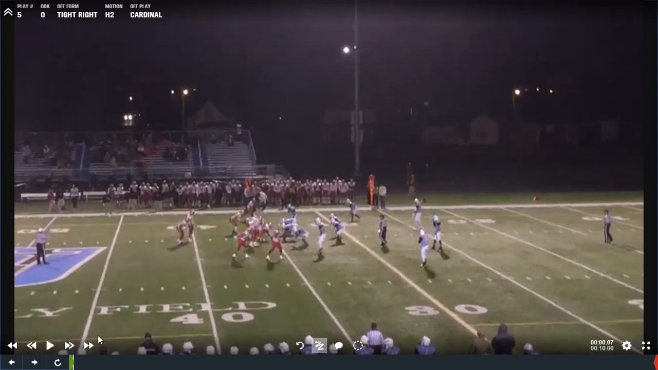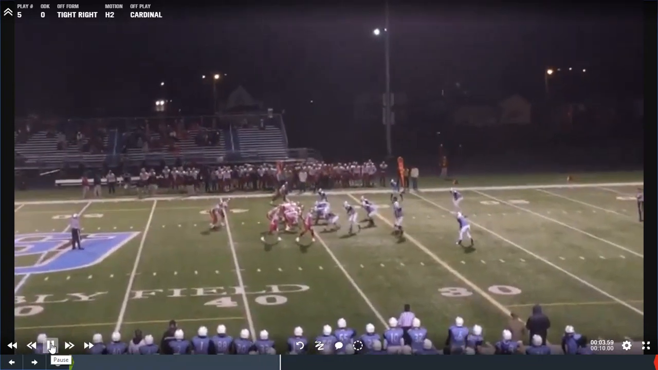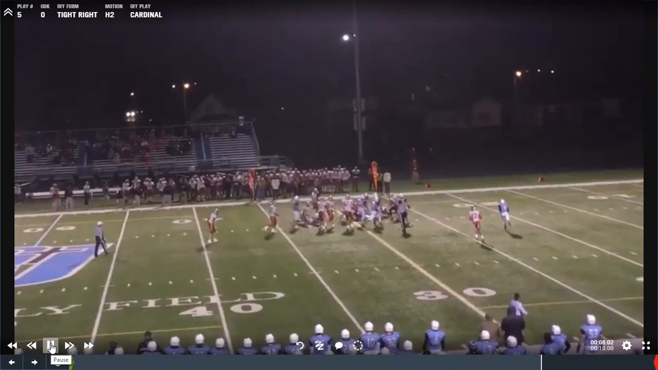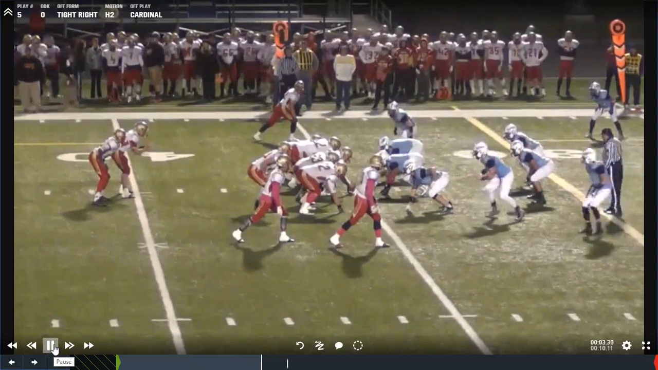Here is tight right. We're going to H2, which sets them from over here to over here. So we get a tight bunch look. And run counter back. Decent gain there. Here's the tight. Yank.